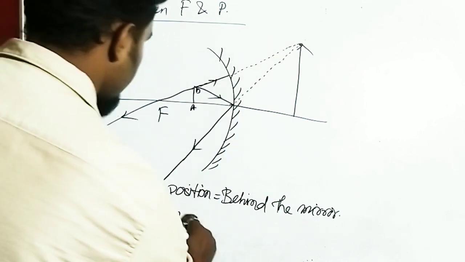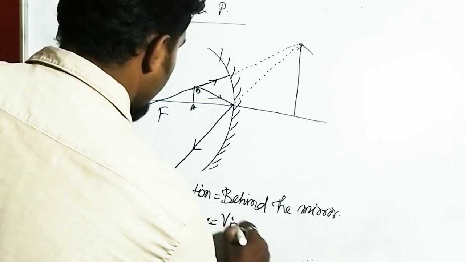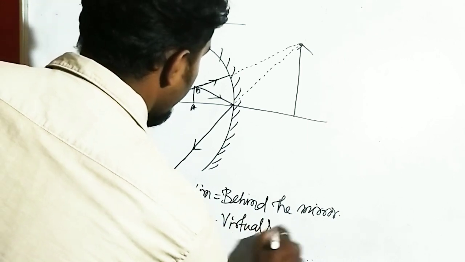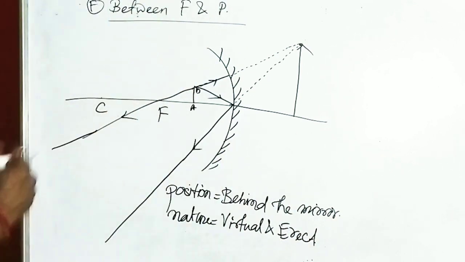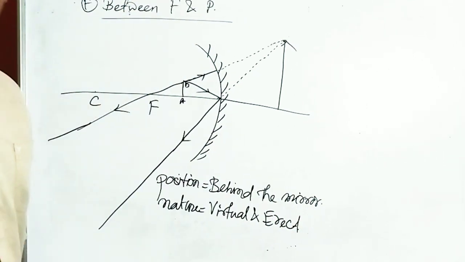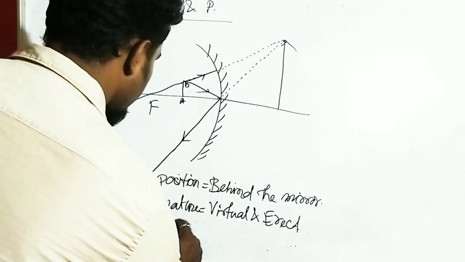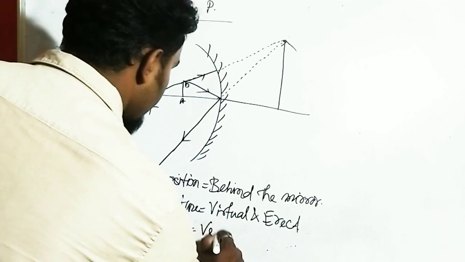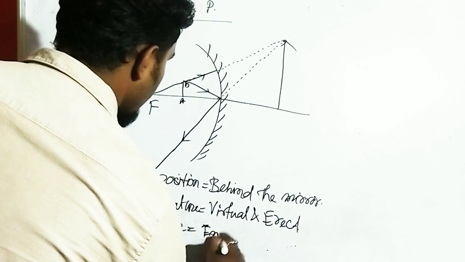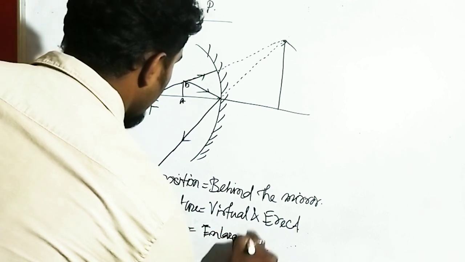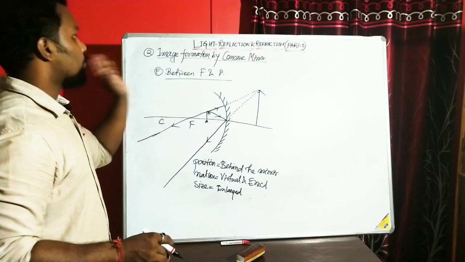The nature is going to be what? Virtual and erect, because I explained very well in the last video what virtual and real mean. Now nature, position, size. We can say it is enlarged. These are the main things of the concave mirror.